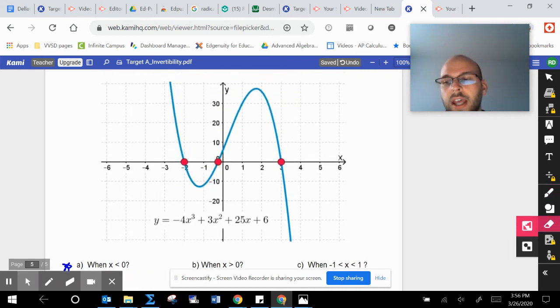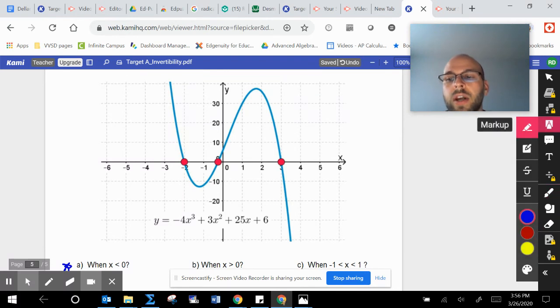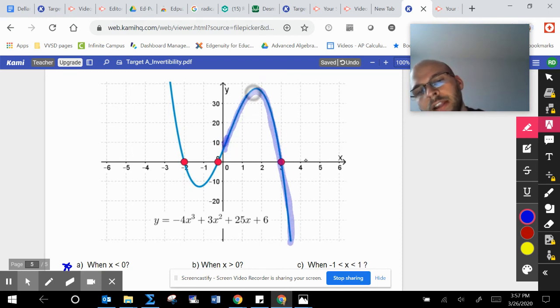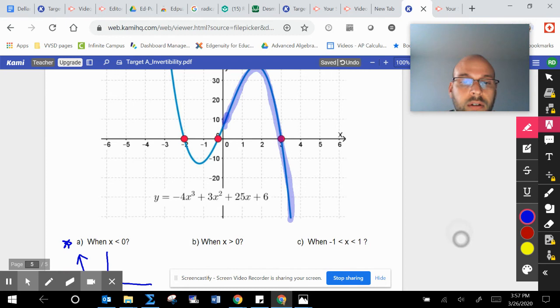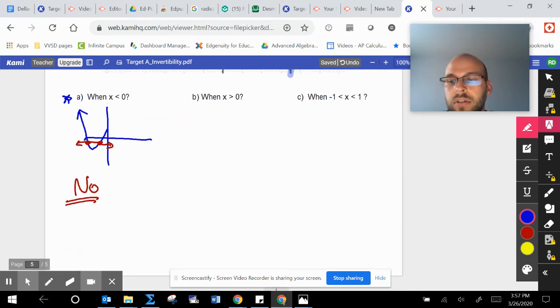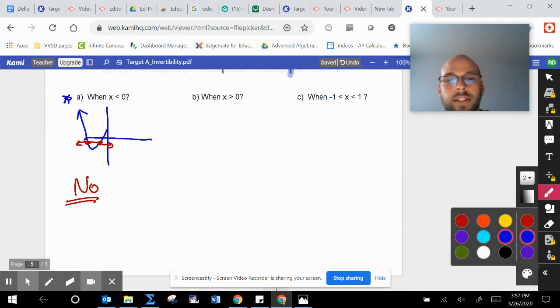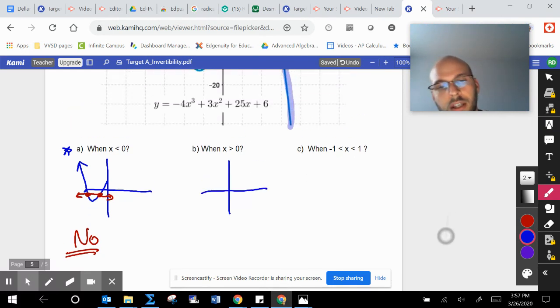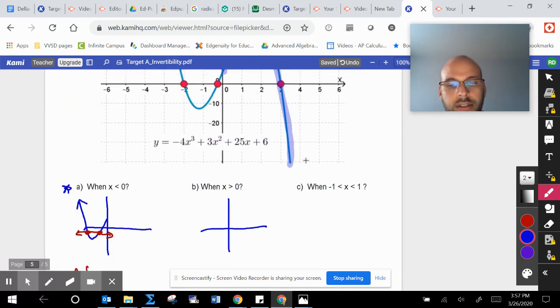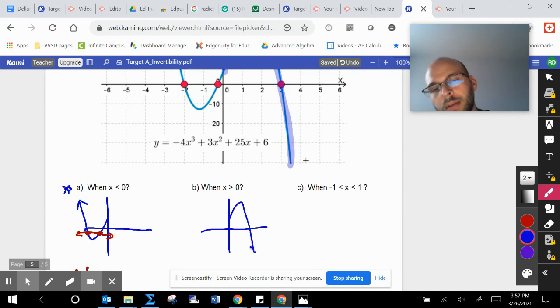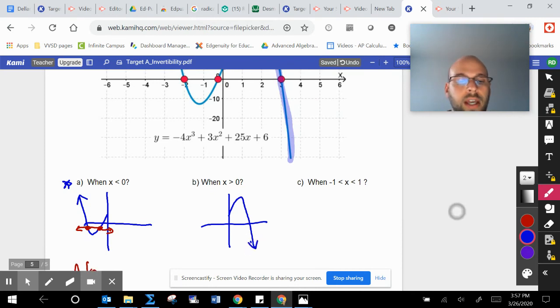So let's get rid of this. And if I talk about when x is greater than 0, I'm going to talk about everything to the right. Okay, so this highlighted area, everything to the right of the y-axis. So if I look at that section of graph, I'm going to make a little doodle of what that looks like. It has a little y-intercept, goes up and comes down. So we have this piece of graph.